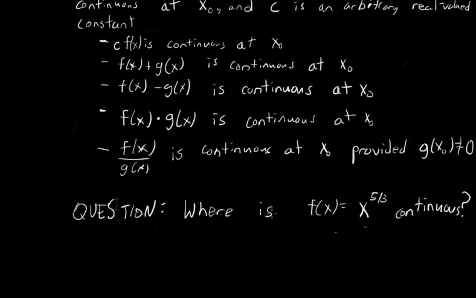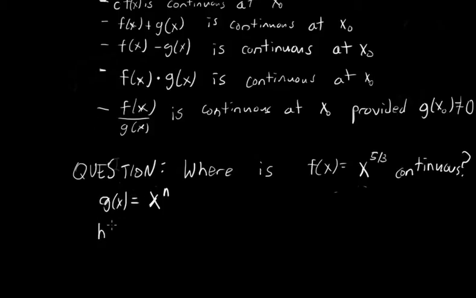Suppose we were asked where f of x equals x to the 5/3 is continuous. Well, in this video we've covered where functions of the form g of x equals x to the n are continuous. We've also covered functions of the form h of x equals x to the 1 over n. But where is this continuous? This doesn't seem to fit. And remember, n's a positive integer in both of these cases. But this doesn't seem to fit either description.